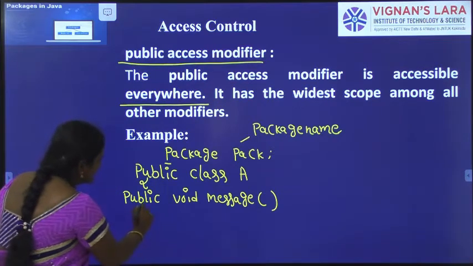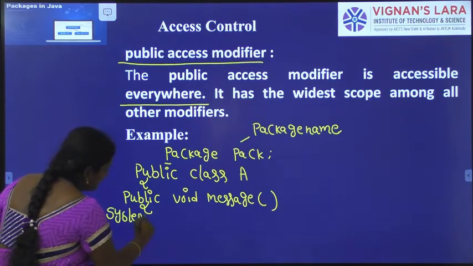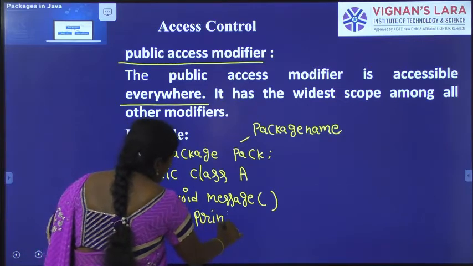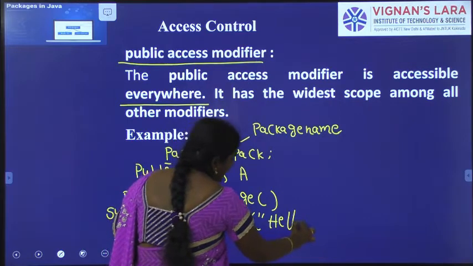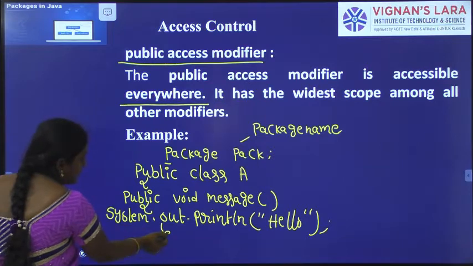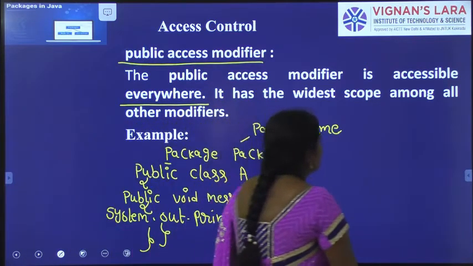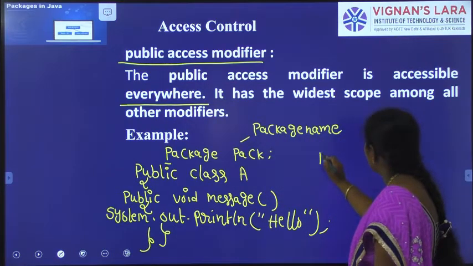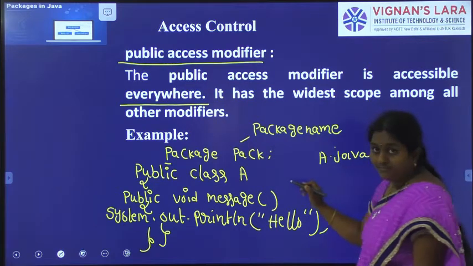What is the body of this method? Here I am writing system.out.println, hello. Here I am closing the method body and class body. We can save this class as a.java.